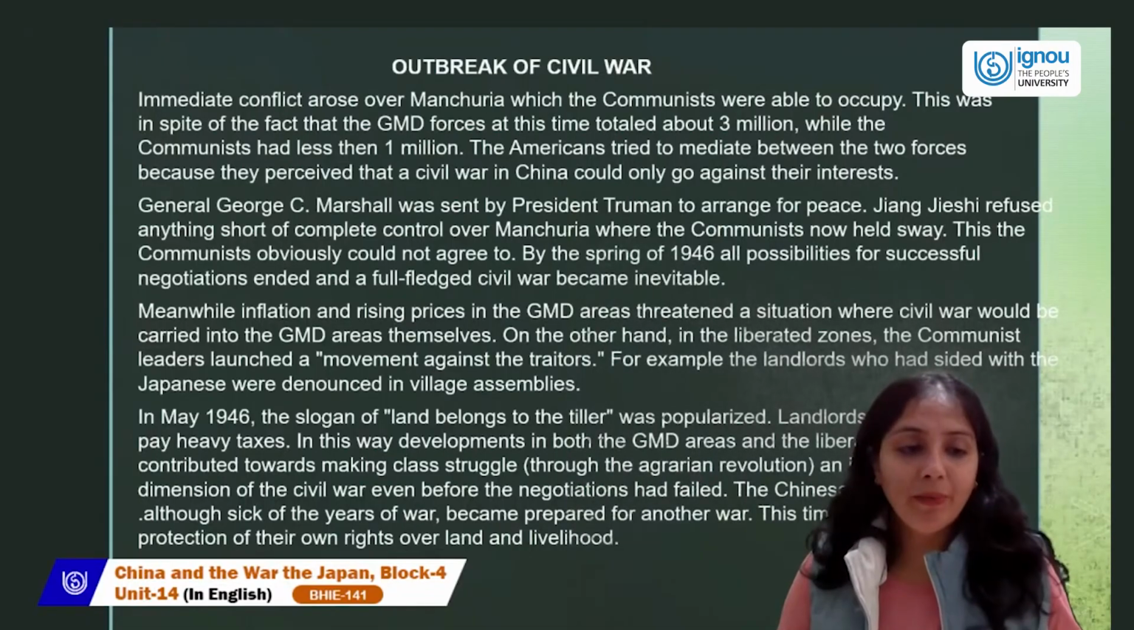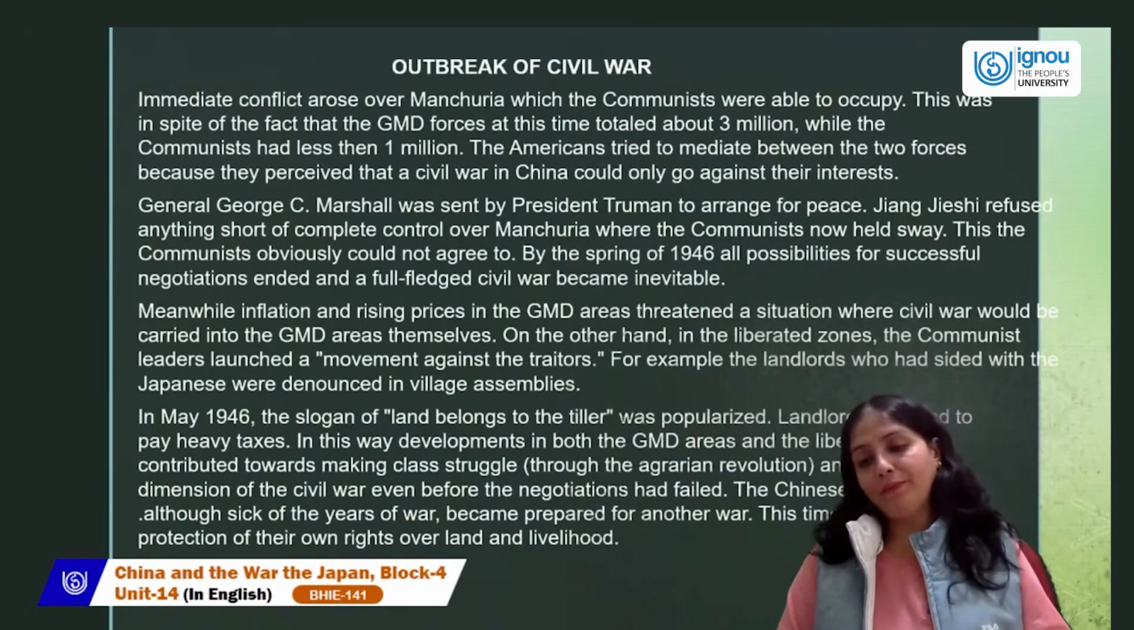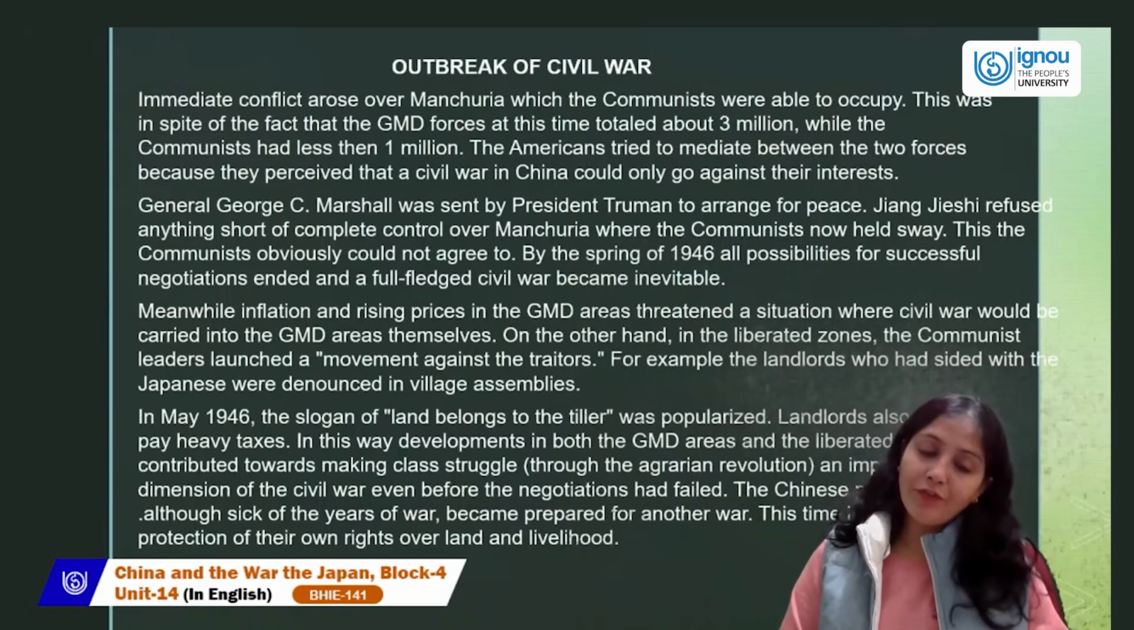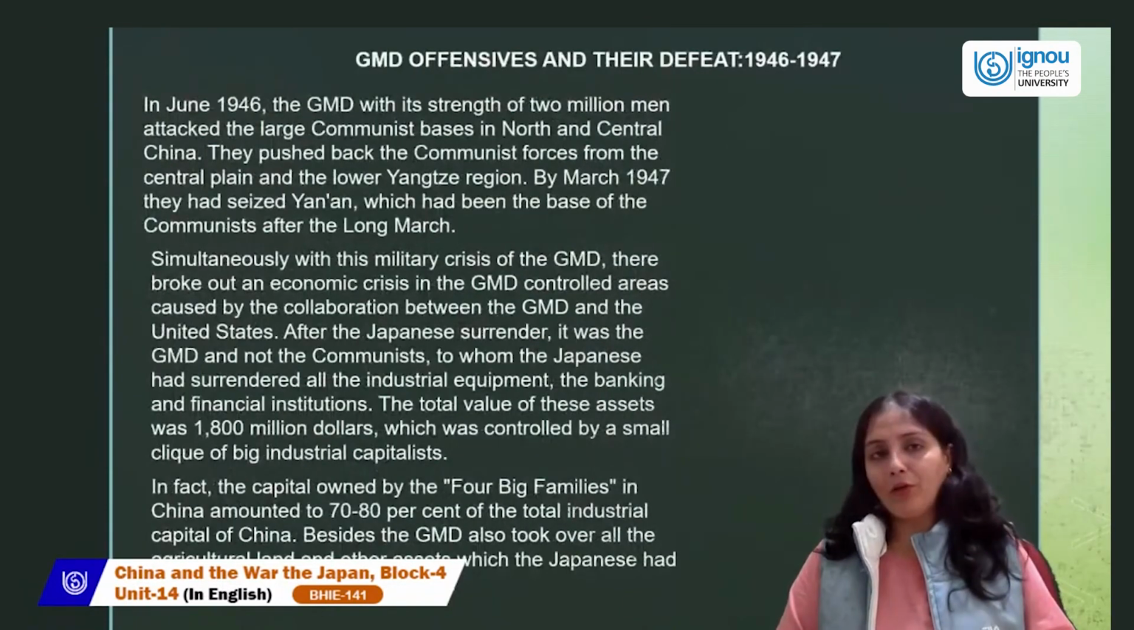The Chinese people, although sick of years of war, became prepared for another war. And this time it was for the protection of their own rights over land and over their livelihood.